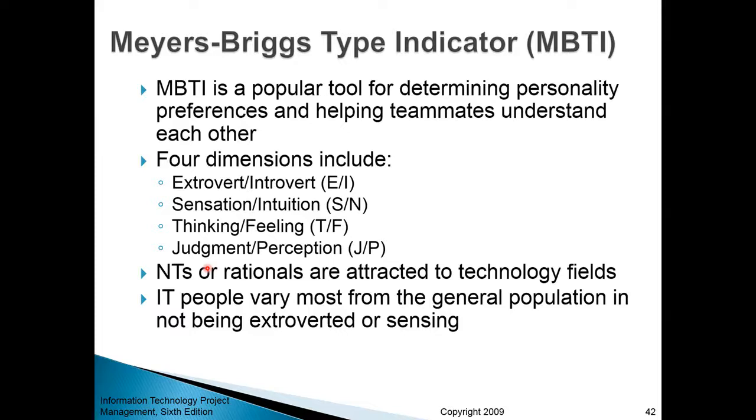Again, I don't want to generalize, but research shows that ENTs or rationals are attracted to technology fields. IT people, of course, vary from the general population in not being extroverted or sensing. I'm not that knowledgeable in those personality acronyms myself, but there's this general belief that people who go into the IT industry tend to be very analytical. In other words, they can understand code and complex equations, but they cannot do sensing. They cannot understand people, their feelings, right?